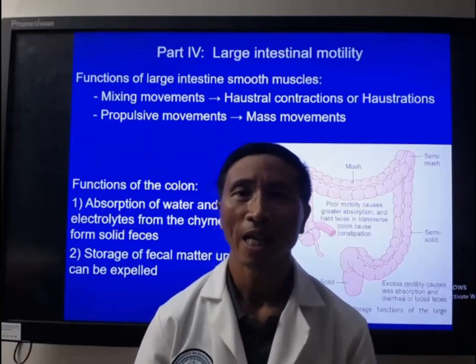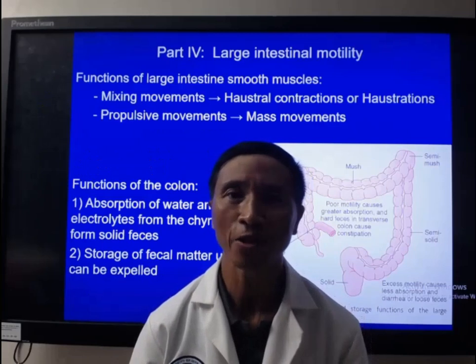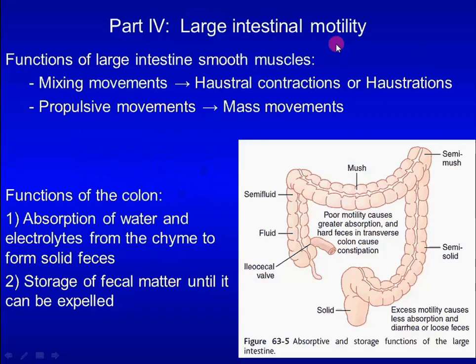Finally, let's move to part 4. We will look at large intestinal motility. Functions of the colon are to absorb water and electrolytes from the chyme to form solid feces. The colon also stores fecal matter until it can be expelled.